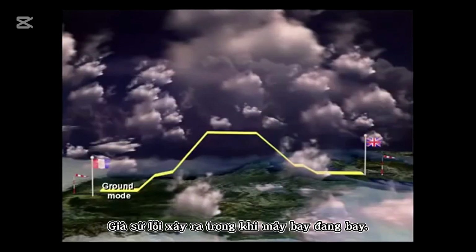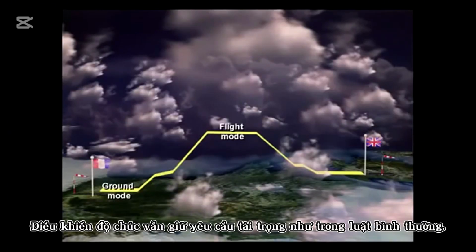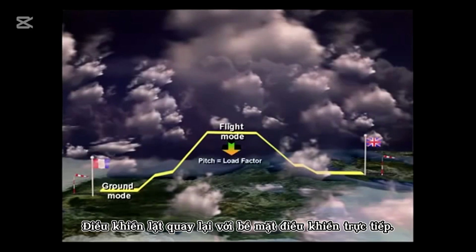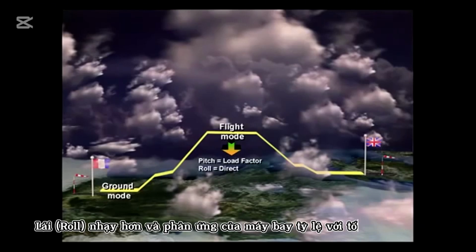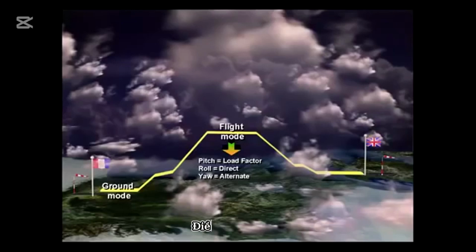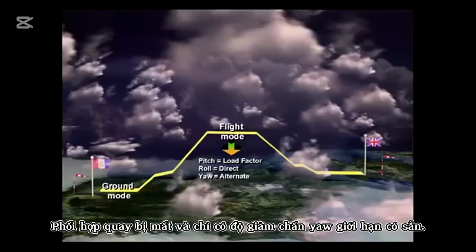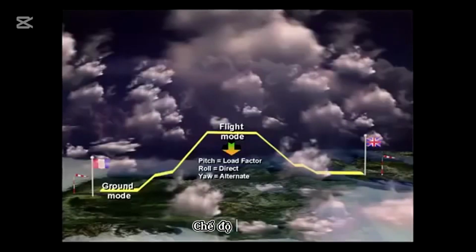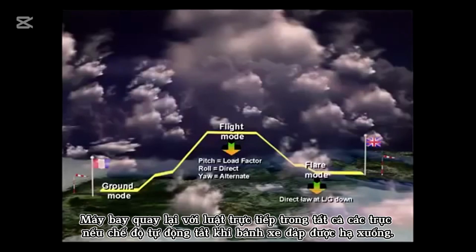Assuming the failure occurs while in flight. Pitch control retains load factor demand, the same as in normal law. Roll control reverts to direct. Surface deflection is now proportional to side stick deflection. Roll is more sensitive and aircraft reaction is proportional to airspeed. Yaw control: turn coordination is lost and only limited yaw damping is available. Landing mode: aircraft reverts to direct law in all axes if the autopilot is off when the gear is extended.